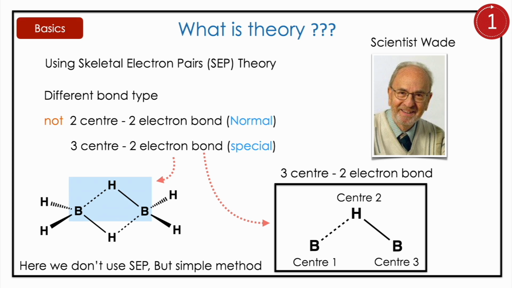What is the theory behind Wade's rule? That is skeletal electron pair theory, SEP theory. Why do we have a new theory? Because you have many bond types. Why are we using a special theory here? Normally the bonds are 2 center 2 electron bonds, like hydrogen: 2 electrons, 2 hydrogens form a bond. Here boranes are unique. They have a 3 center 2 electron bond. It is like boron, boron, hydrogen. All three share 2 electrons, so the bond is specific. That's why we use a special theory. Here we don't use the usual theory. Instead, we use a simple formula to find the structure.